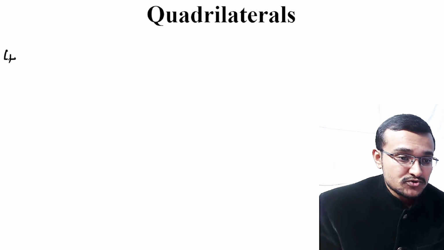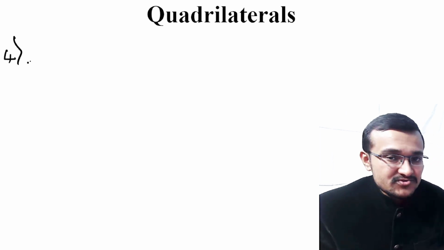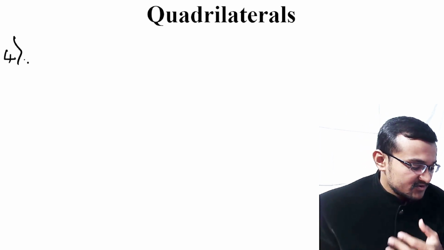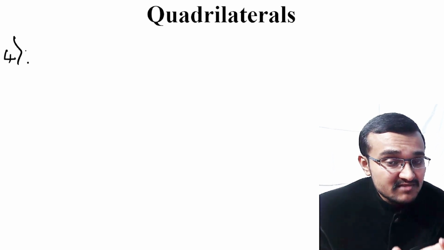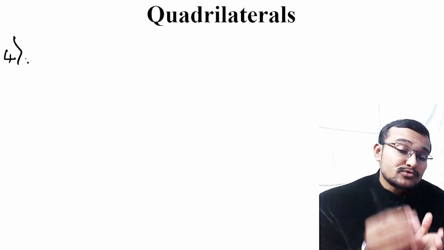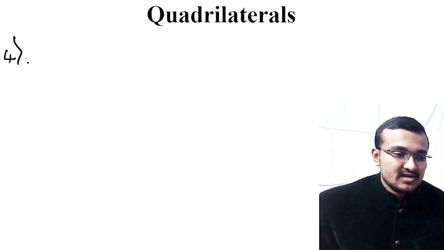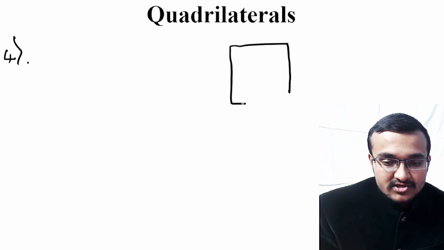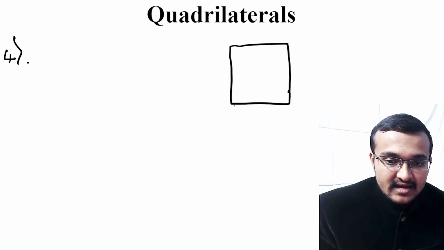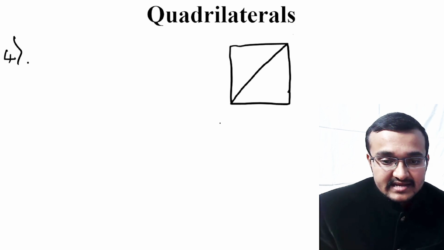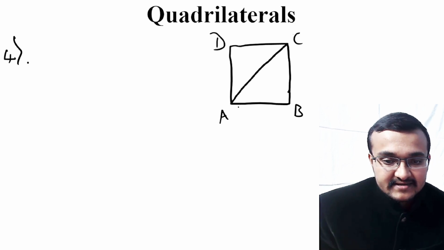Next, we'll look into the fourth question. The fourth question is similar to the third question, but here, instead of a parallelogram, they have given a rectangle, and now we have to prove that it is a square. That's it. So now we will draw this particular rectangle, and they have given AC as a diagonal. Here we will name this particular rectangle as ABCD.